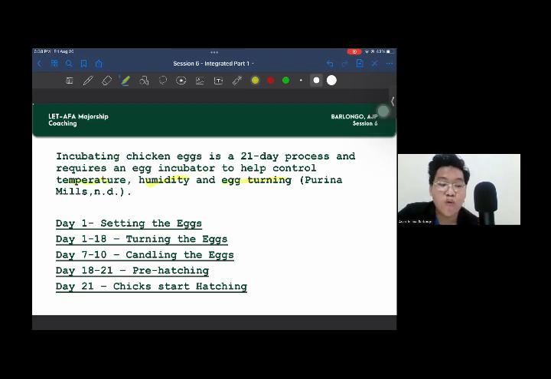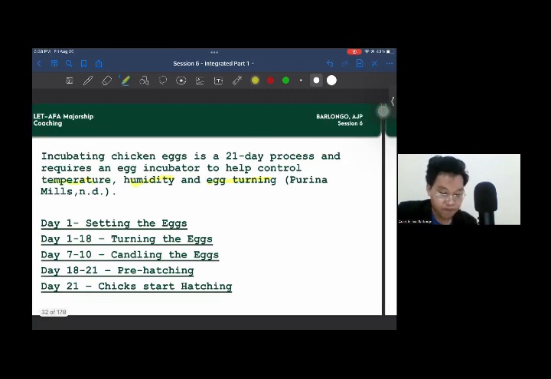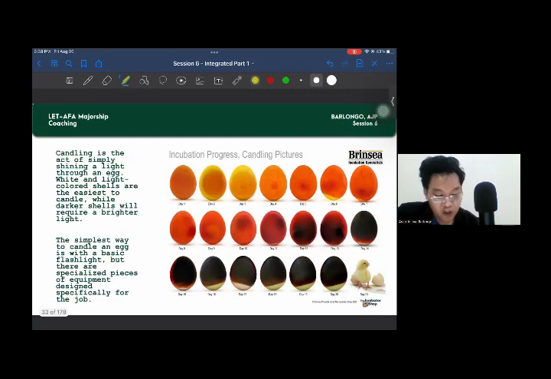And of course, day 21, with the optimum environmental conditions, mag-hatch na yung mga eggs. So, meron na tayong mga chicks. So, let's discuss more on candling. Ayan. So, ganito daw yung itsura kapag kinandling natin every day, ayan, doon sa 21 days.